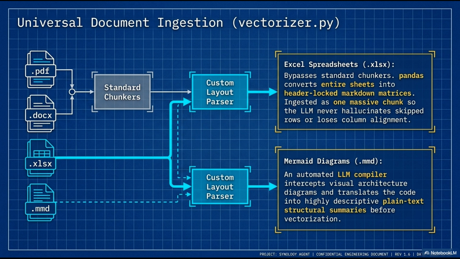But the handling of Excel files is what really caught my eye. How does a standard RAG chunker ruin a spreadsheet, and how did he fix it? Well, a standard text chunker reads a spreadsheet as a flat string of text.